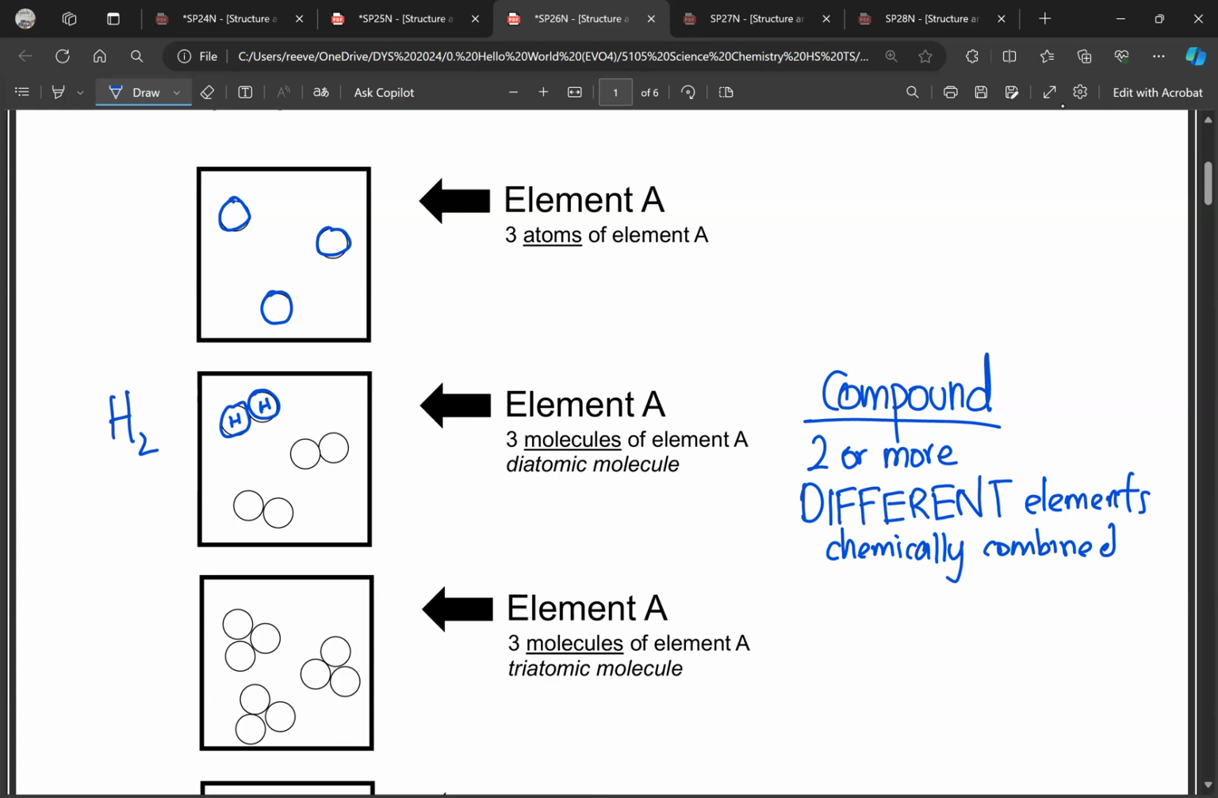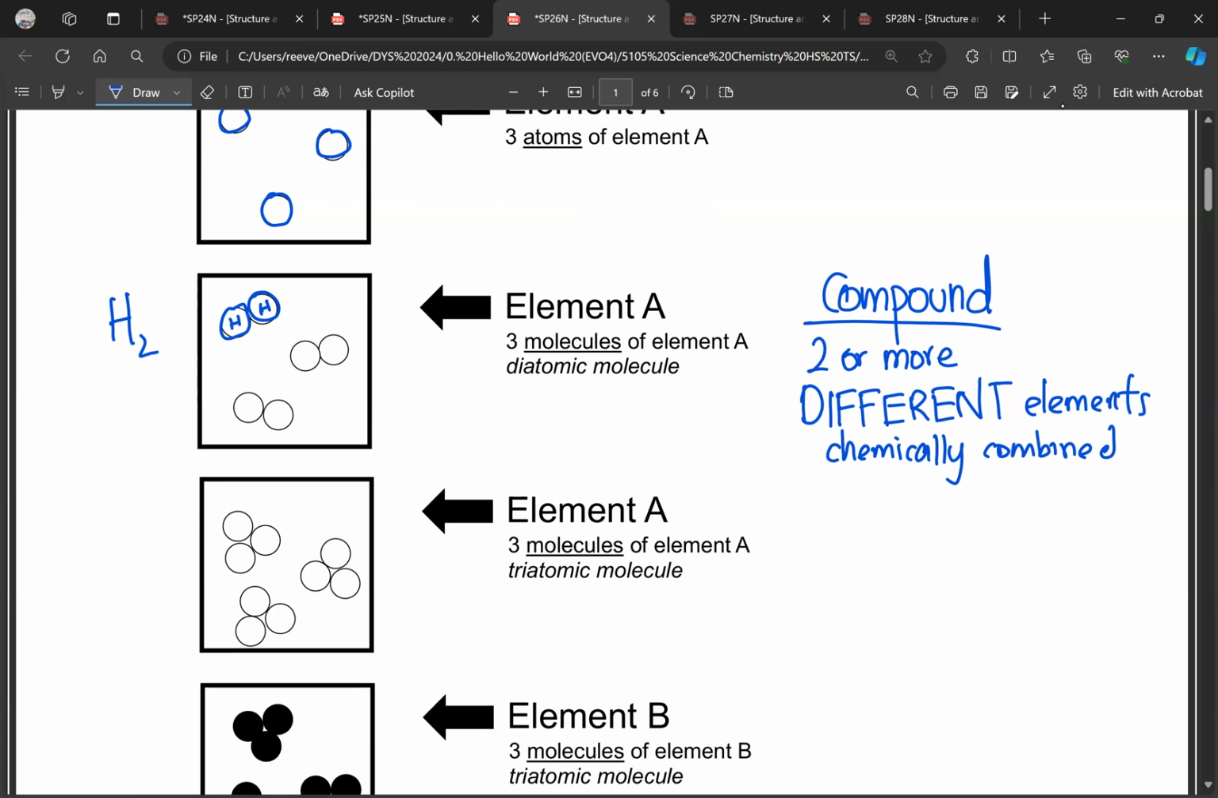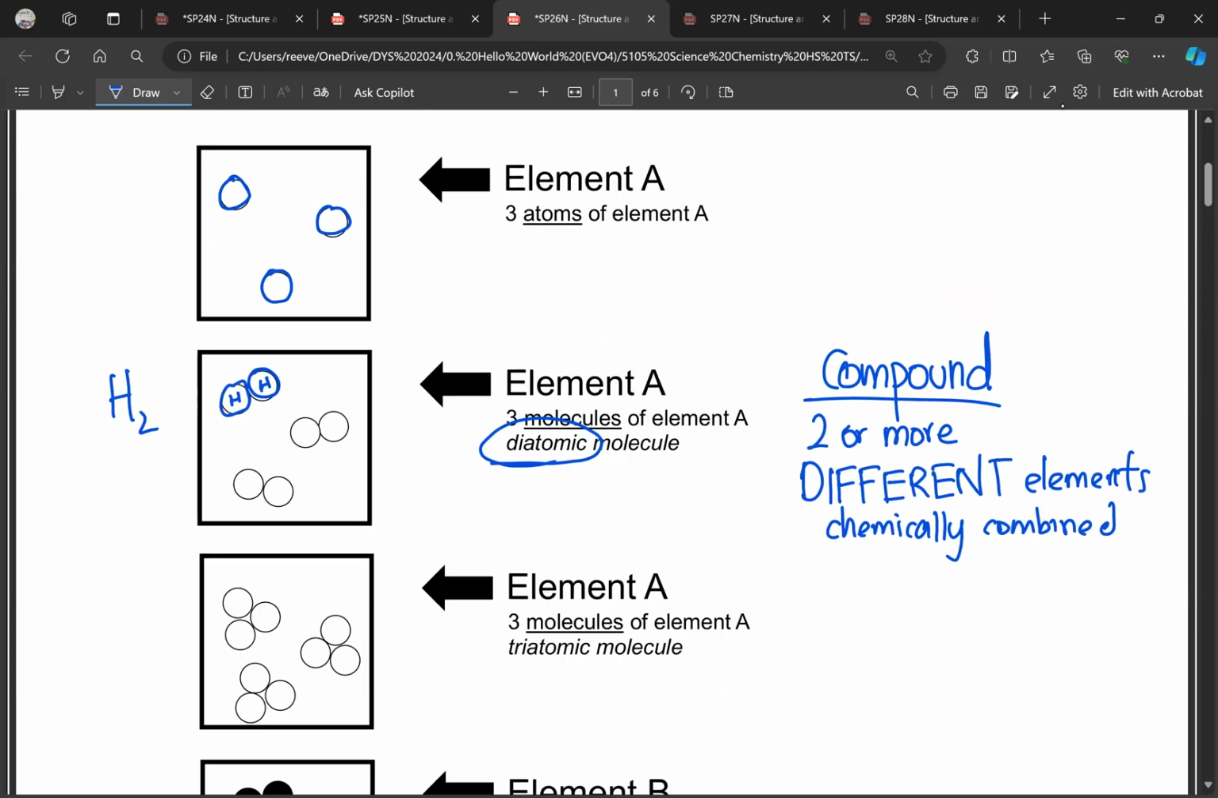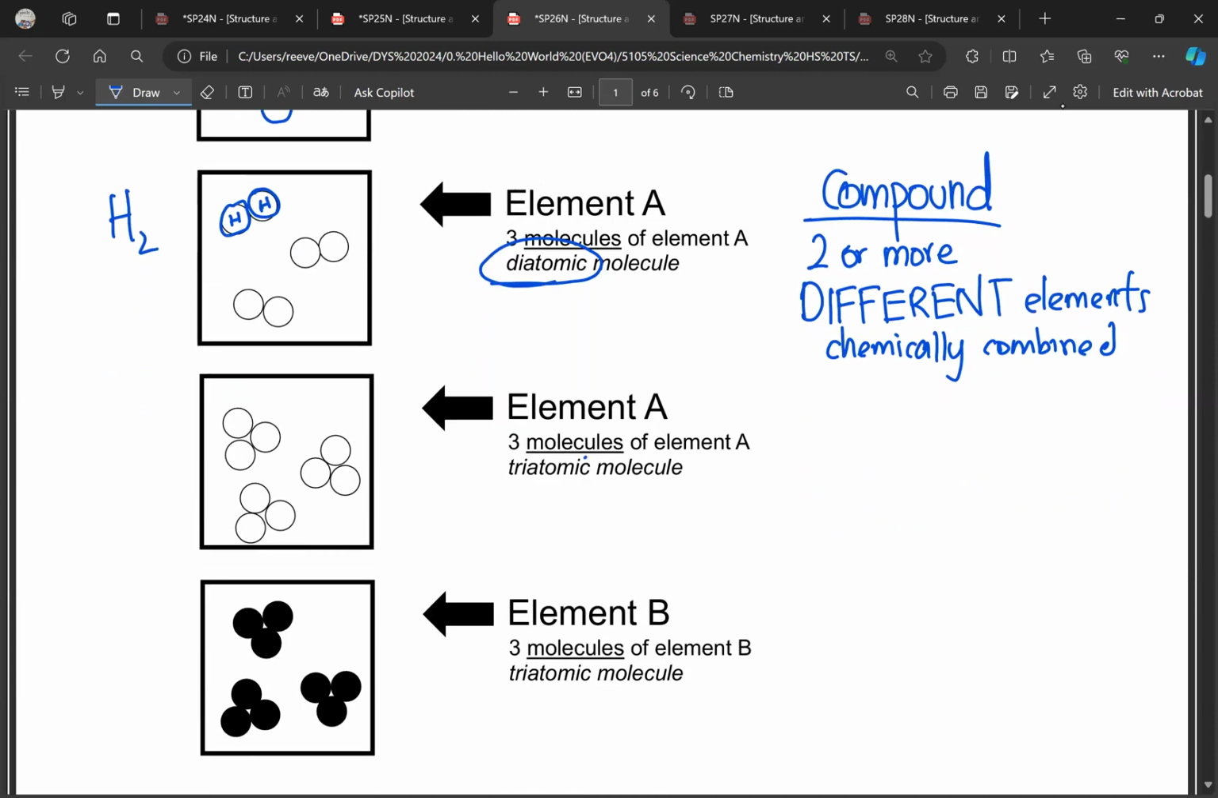It's still an element, it's still hydrogen. So it's an element. But I call it diatomic, guys. You know why it's called diatomic? Next, I call it triatomic. I trust you know why it's called triatomic. Because there are 3 atoms, chemically combined, but only a single element. So it's still an element. It's not called a compound.